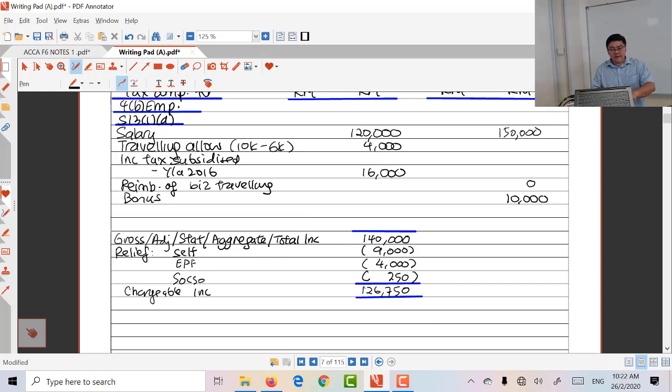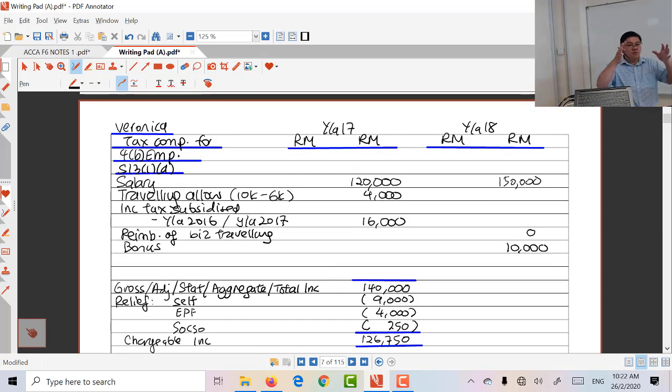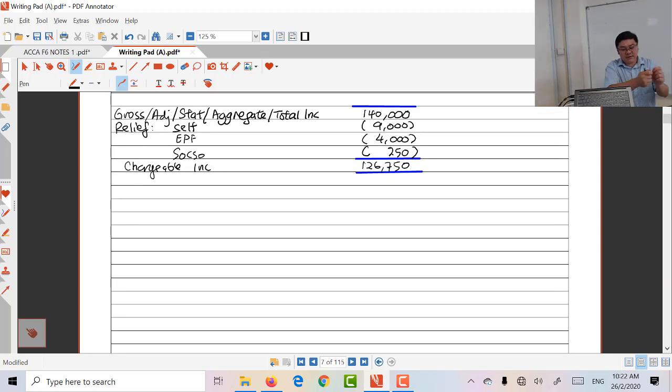That's okay. Now, one part that I'm silent on in 2018, but I expect you guys will realize that and pick it up, is the taxes for YA17. See, in 2017, the boss is paying taxes of 2016. So in 2018, the boss will pay taxes of 2017. Of course, I didn't give you the figure because I expect you to compute it yourself.